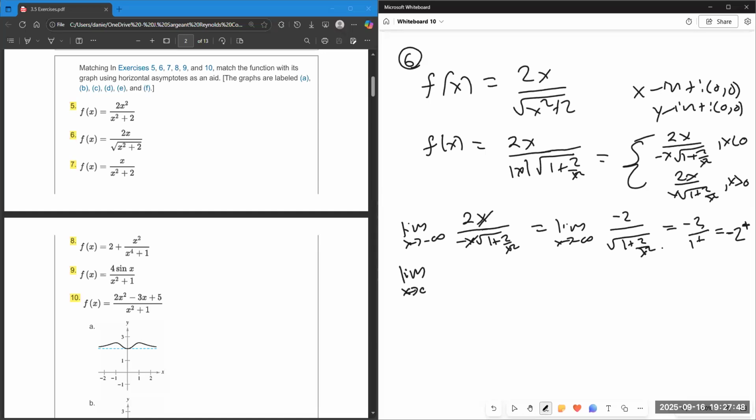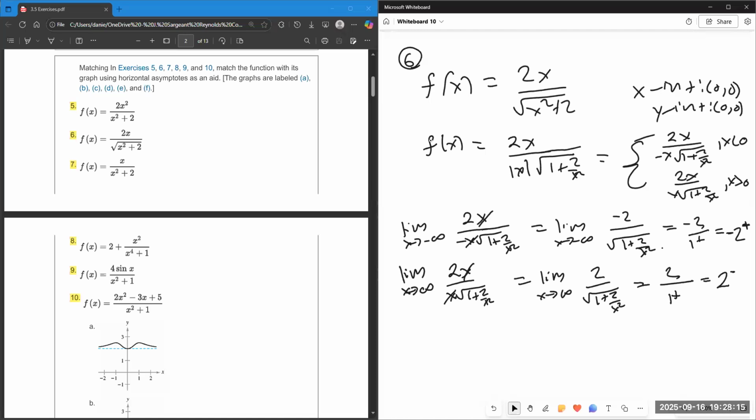As x goes to positive infinity, this is 2x over x root 1 plus 2 over x squared, and the x's will cancel. The limit as x goes to infinity of 2 over root 1 plus 2 over x squared is 2 over, and then again, this is going to be a number a little bit bigger than 1. So this is going to be a number a little bit smaller than 2.